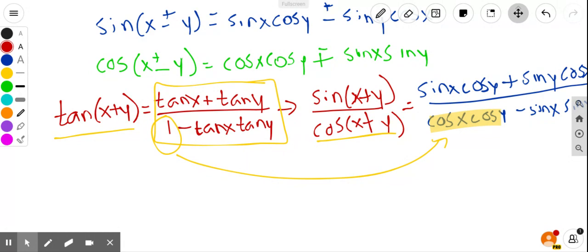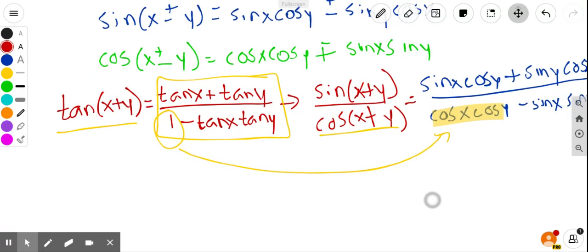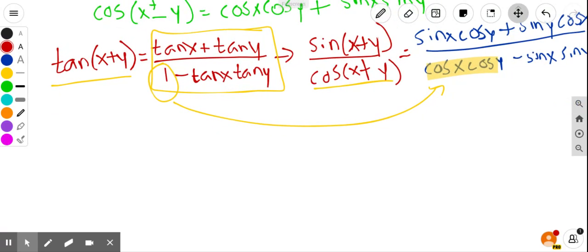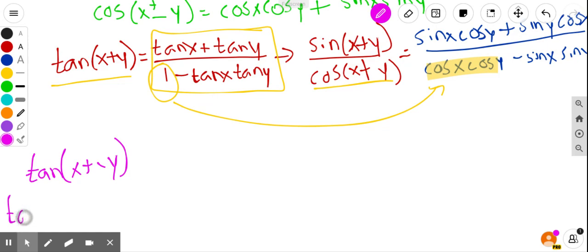So, if that's what happens with addition, let's talk about what happens with subtraction. And I'm going to take a very similar approach to what that Desmos activity did. I'm going to think about it as tangent of x plus a negative y. If I keep in mind that tangent of a negative angle is equal to a negative tangent of that positive angle.